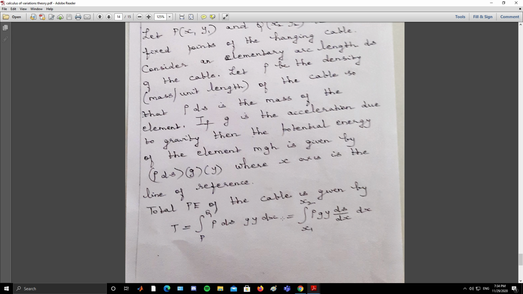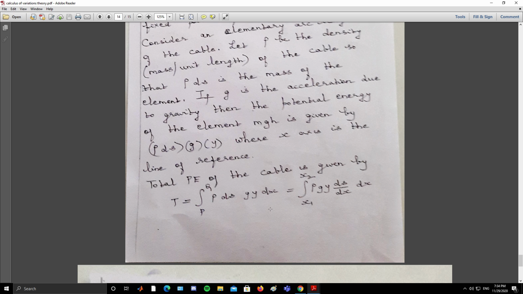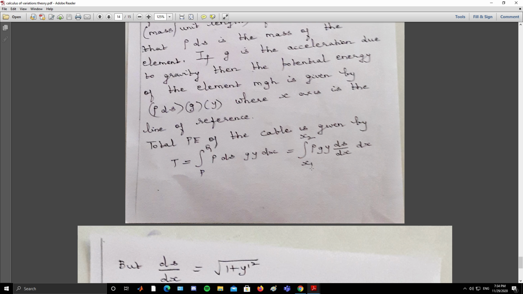Here ds is written as ds by dx into dx. It is not that we are multiplying and dividing by dx; we are differentiating the arc length s with respect to x, and then integrating with respect to x. So this is not dx, this is ds. By mistake dx was written, and so we have the functional.